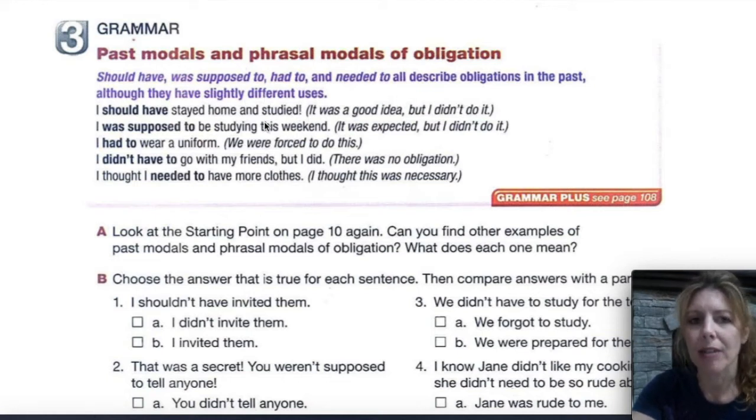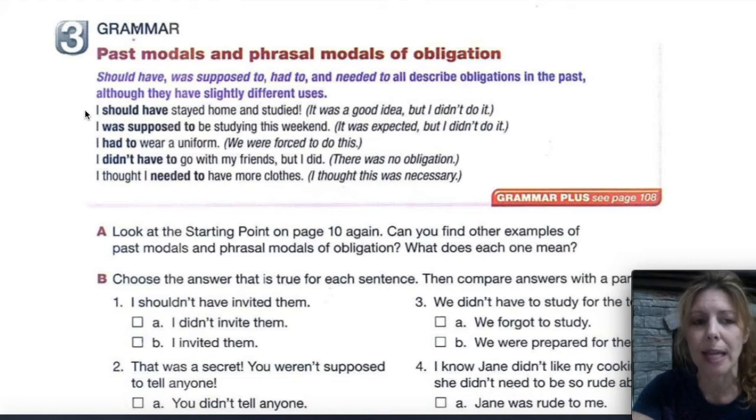Okay, and we're looking at these situations in the past. We're just focusing on the past tense. So we're going to look at should have, was supposed to, had to, and needed to describe obligations in the past. Sometimes they have slightly different uses. Okay, so these are all pretty common in English grammar.